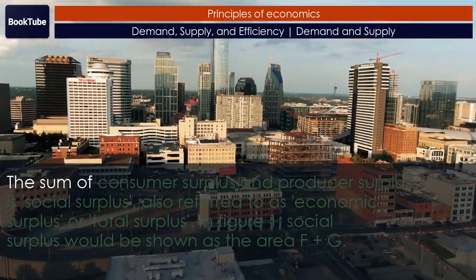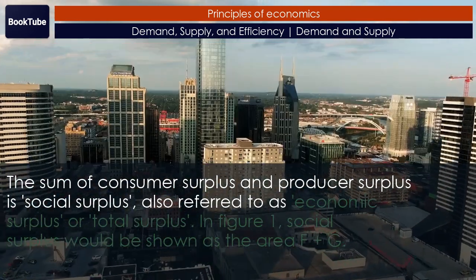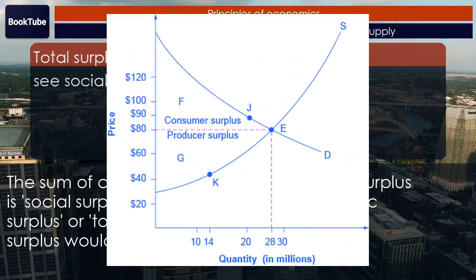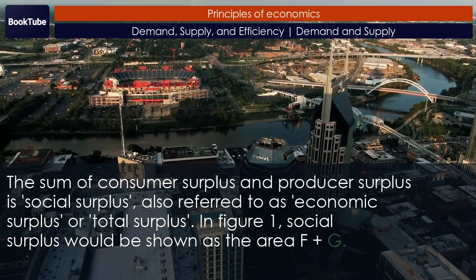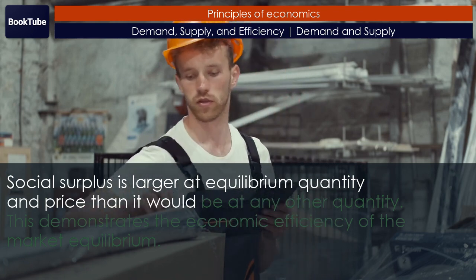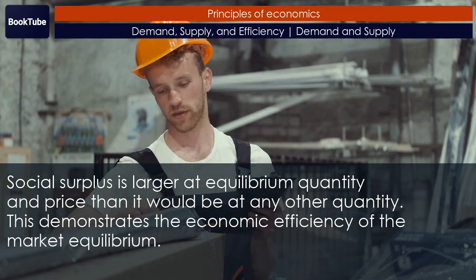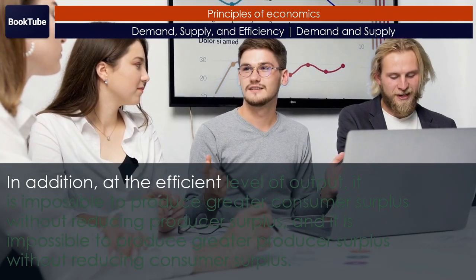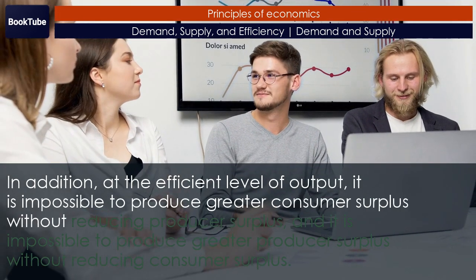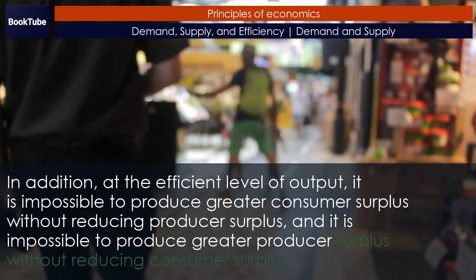The sum of consumer surplus and producer surplus is social surplus, also referred to as economic surplus or total surplus. In Figure 1, social surplus would be shown as the area F plus G. Social surplus is larger at equilibrium quantity and price than it would be at any other quantity. This demonstrates the economic efficiency of the market equilibrium. In addition, at the efficient level of output, it is impossible to produce greater consumer surplus without reducing producer surplus. And it is impossible to produce greater producer surplus without reducing consumer surplus.